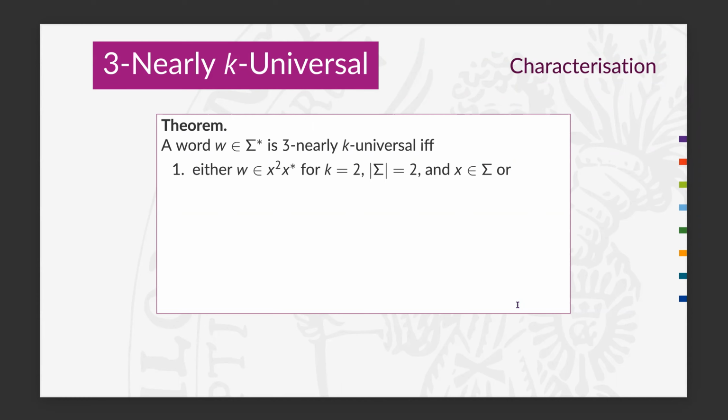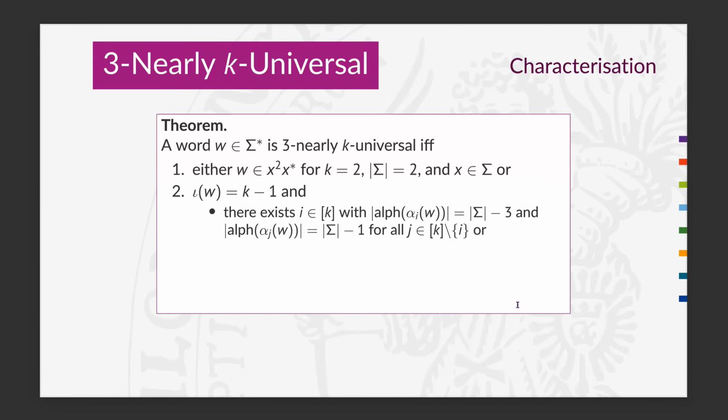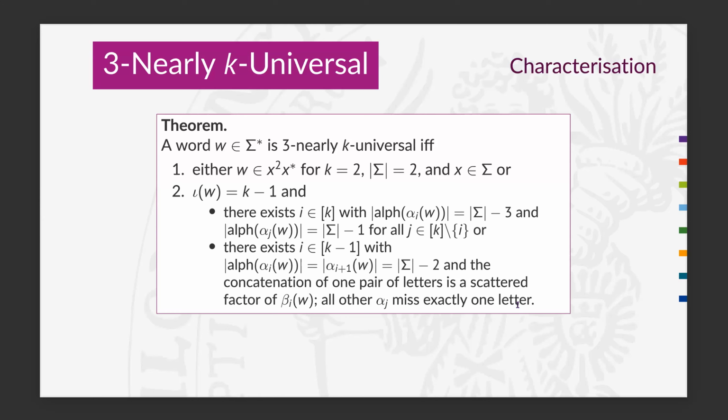So as you saw in the word there. Or if you have more, then you have again the k-1 arches, and you find one arch where 3 letters are missing, and all other alpha j's, so all other rests have again 1 letter missing. Or you find 2 adjacent of these alpha I, so alpha I and alpha I plus 1, where exactly 2 are missing. And the concatenation of these possible missing things is not a factor of the beta in between.